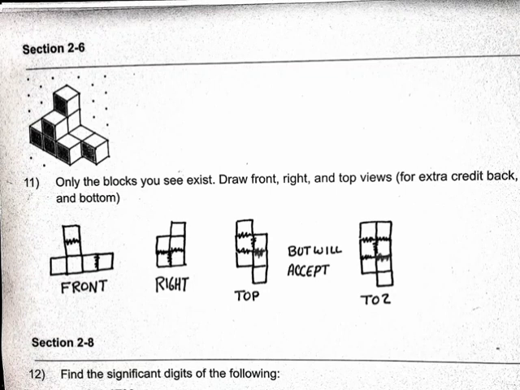For section 2.6, we're going to take the 3D shape and turn it back into a front, right, and top view. When we're looking at the front, we're looking at the black squares. That gives us a 3 across, 1 up black square with 1 square sticking out at the top and another square sticking out to the right.